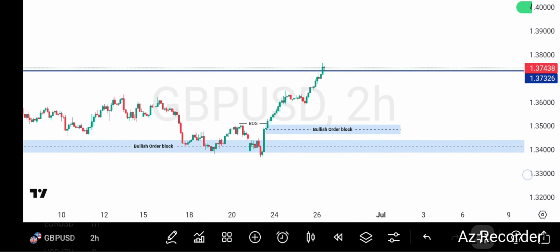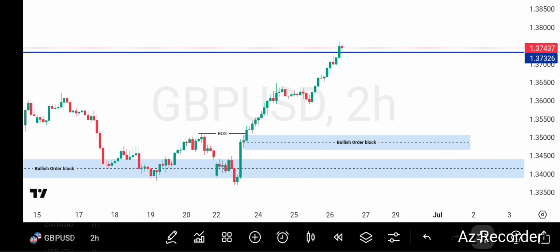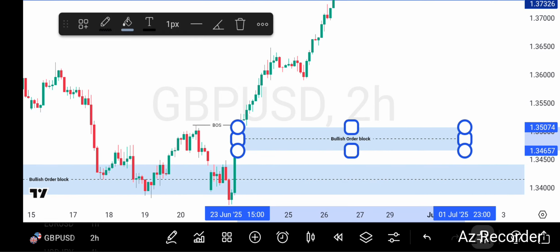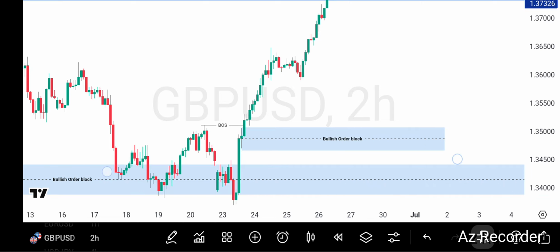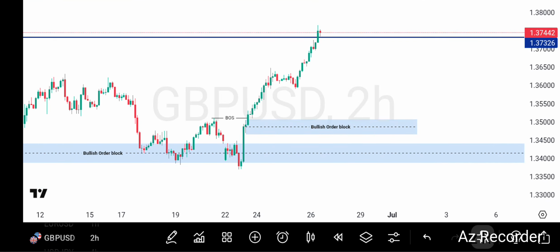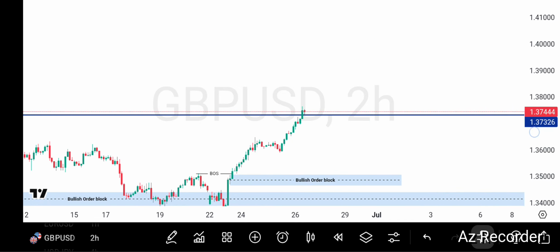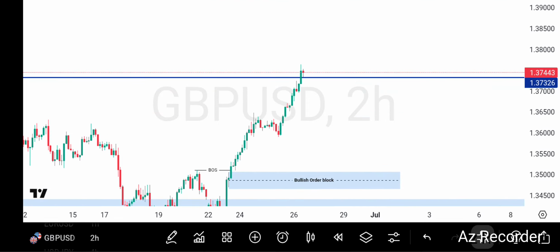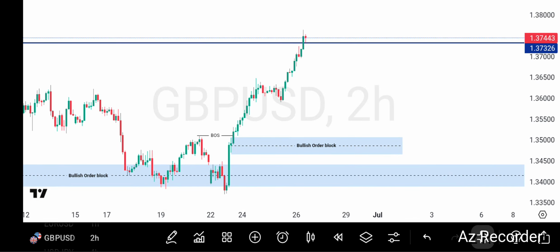All right, so guys, this is GBPUSD still on the 2-hour time frame. Even having our bullish order block mapped out correctly, we could see how price has run away from our bullish order block, and price is very far from it. But we still have our target at the 1.41884 price point. So guys, there's still more pips to catch. There's no need to hurry about anything.